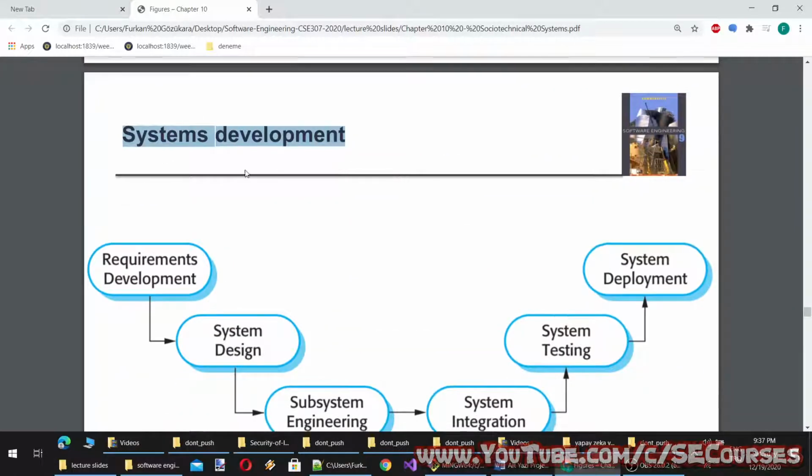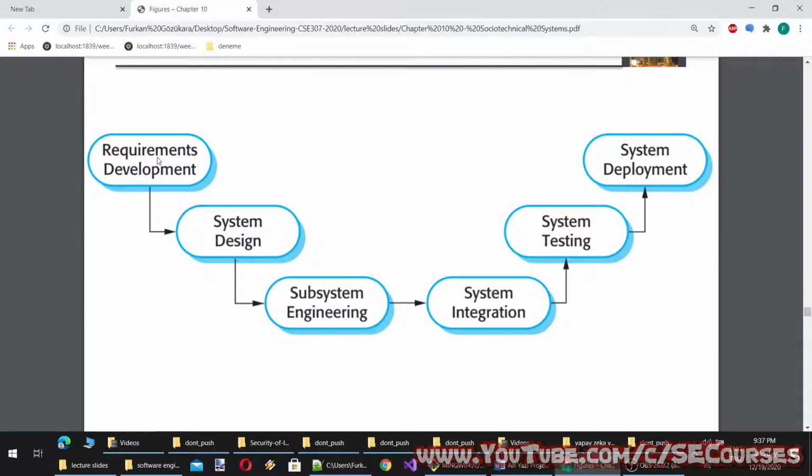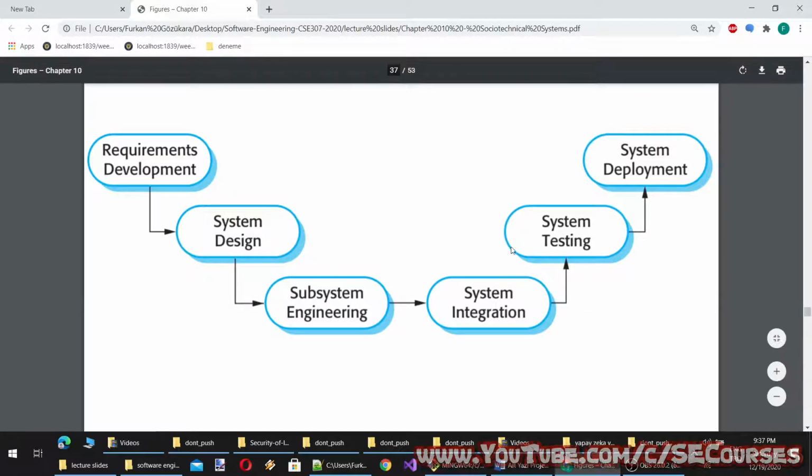Okay, systems development. Requirements development is done first, then system design, then subsystem engineering, then system integration, then system testing, and finally system deployment.